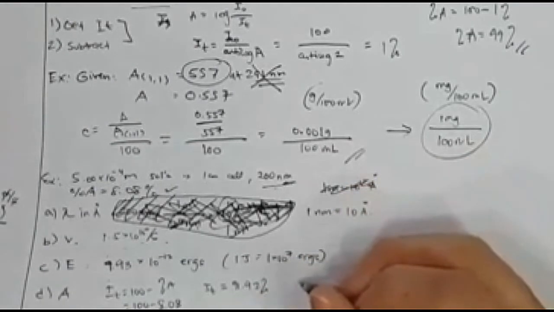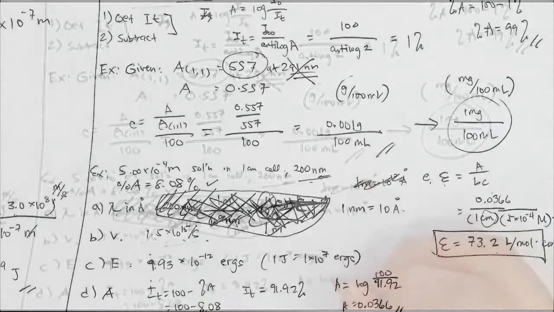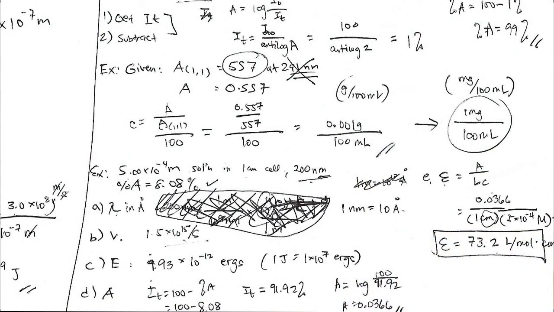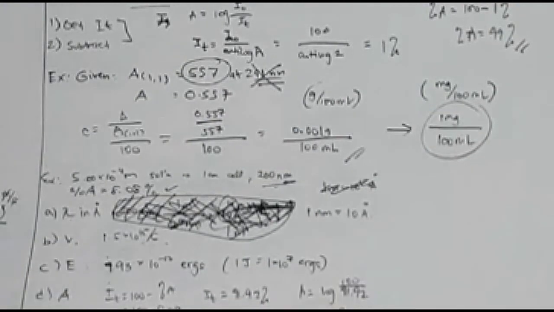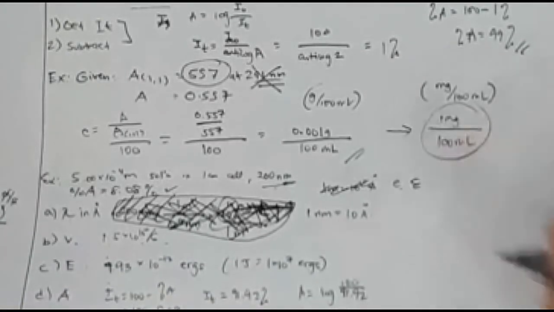And our next formula would be, that's the simplest part. You just plug it into your calculator. And this one would be derived from here. And the answer you'll get is 0.0366. Pretty simple.